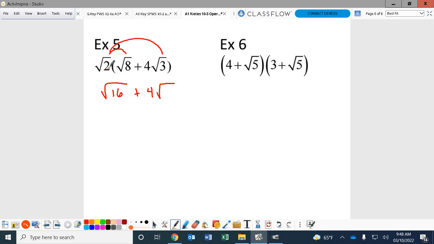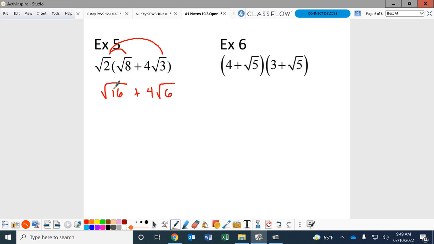And then I multiply the numbers on the inside. 2 and 3 get multiplied. All we're multiplying is the 2 times the 3. We okay on that? Okay, just want to make sure.